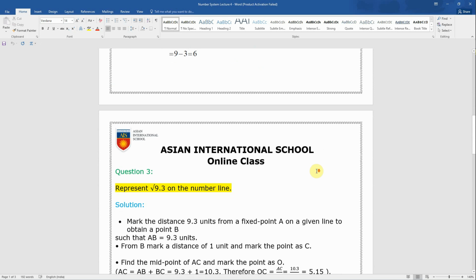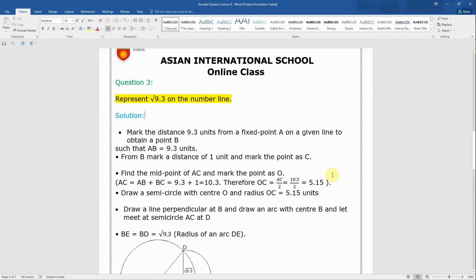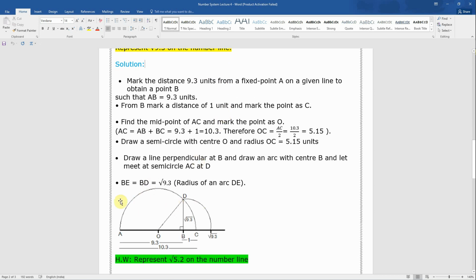Now we are going to the sum. This is a geometrical sum. This is a drawing of root 9.3 on the number line. Now how to do that? It is an easy process. If you understand, it is very easy. So let's check it out. This is the kind of drawing it will look like.